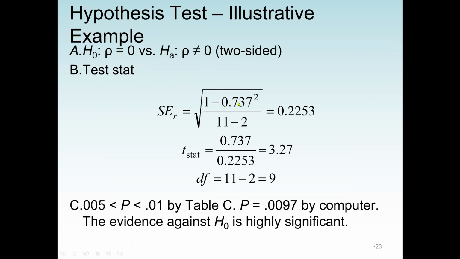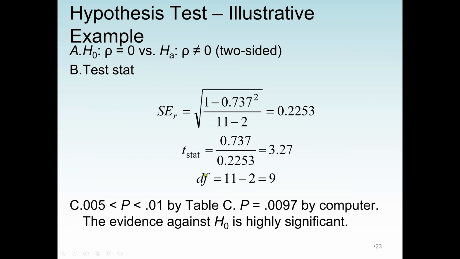Again, we are using the same first example of the 11 countries, cigarette consumption and the number of lung cancer deaths. So we know R already. Then the n is 11 minus 2. That gives us 0.2253. Then we find the t-stat. This is just the standard error.